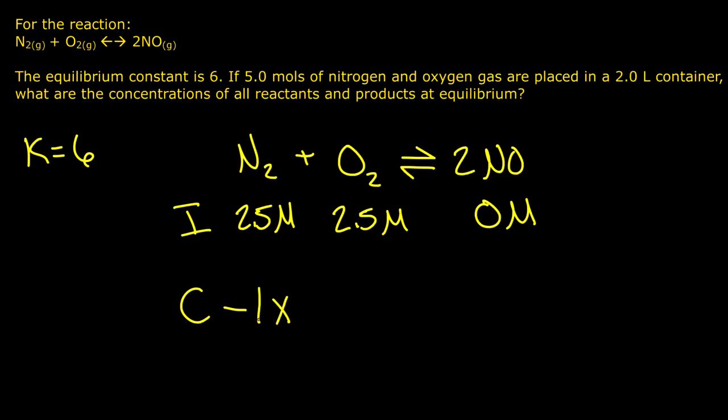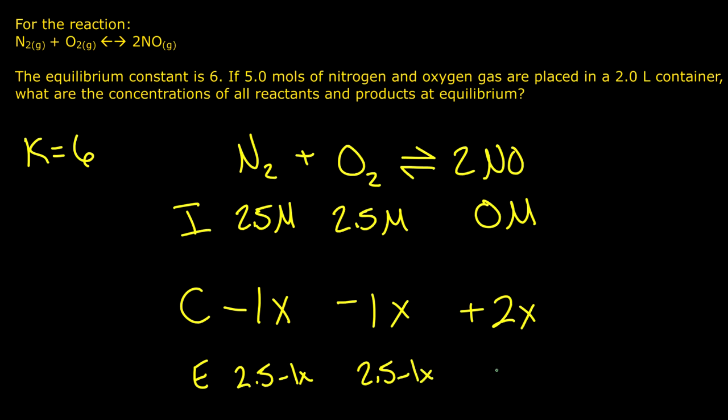So to change at equilibrium, reactants are minused by an x amount. Coefficient tells you by how much. Products are plussed by an amount. Coefficient tells you by how much. The equation at equilibrium: 2.5 minus 1x, 2.5 minus 1x, and 2x.